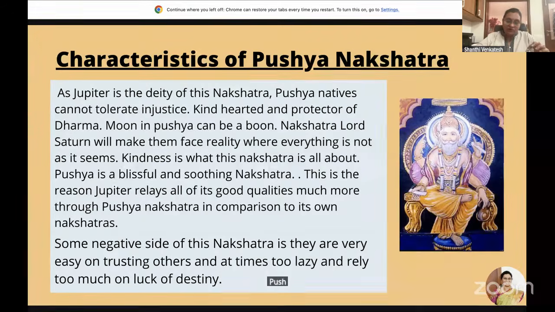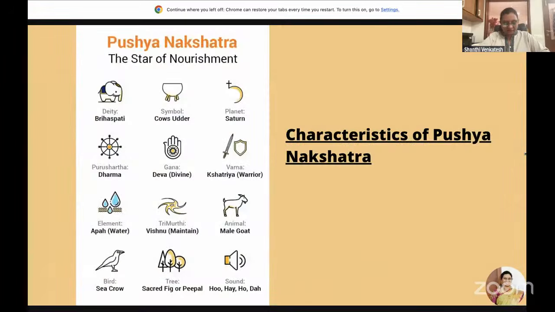Pushya is one of the most wonderful stars. They accept responsibilities, they take care of others. That's why it is known as a nourishing star. So if you see the mythological story that is connected with Pushya Nakshatra, the deity for Pushya Nakshatra is Brihaspati. Now, Brihaspati, he is the guru for the Devatas itself.